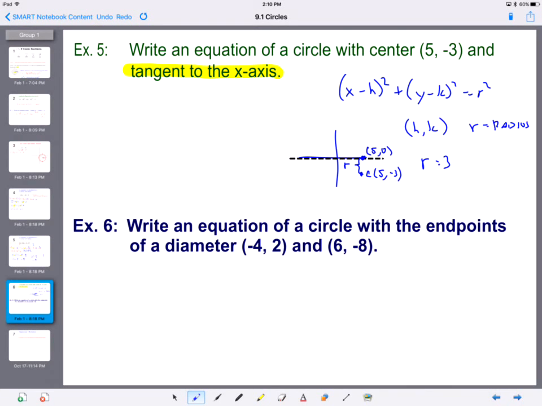So now we know the radius and we know the center of the circle, so we can write the equation. X minus 5 squared plus y minus negative 3, so that's y plus 3, squared is equal to the radius squared.